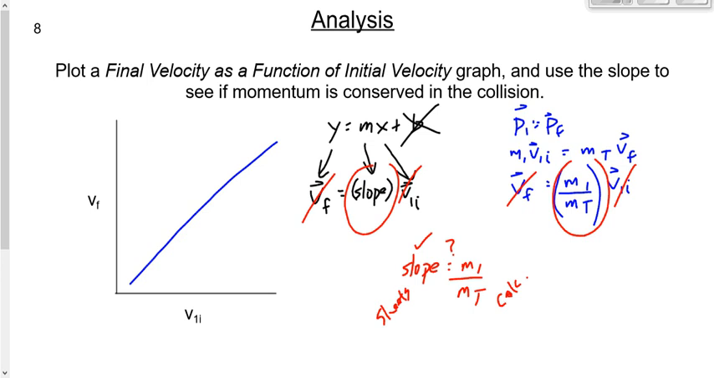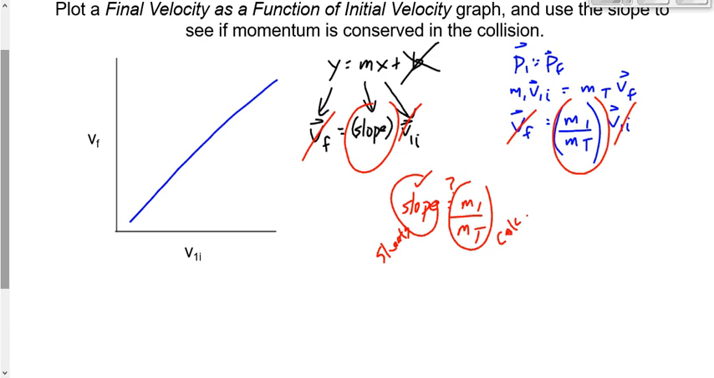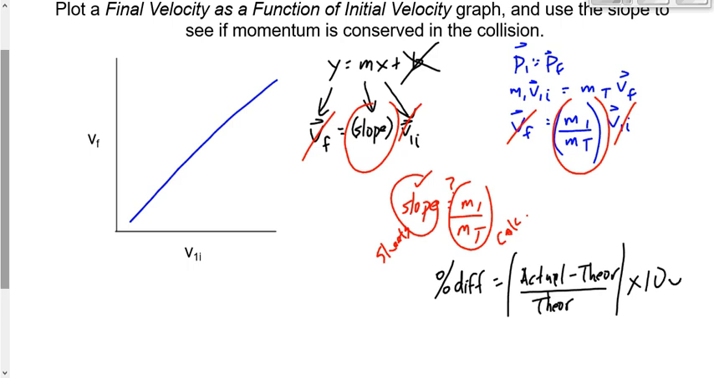And so get this, and then tell me if they're the same. Now, they're probably not going to be exactly the same. You'd expect them to be off by a little bit, right, as they always are with experimental data. So do a percent difference calculation. Percent difference is actual minus theoretical, over theoretical, times 100.